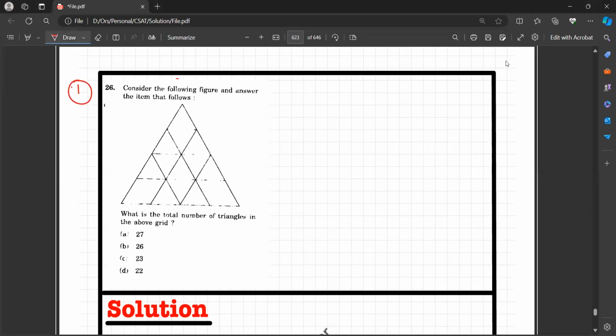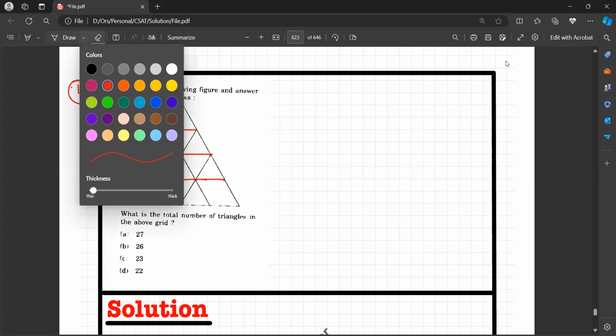Consider the following figure and answer the item that follows. In this figure, the figure looks like this. There is no line here as well as here. Now the question here is, what is the total number of triangles in the above grid?